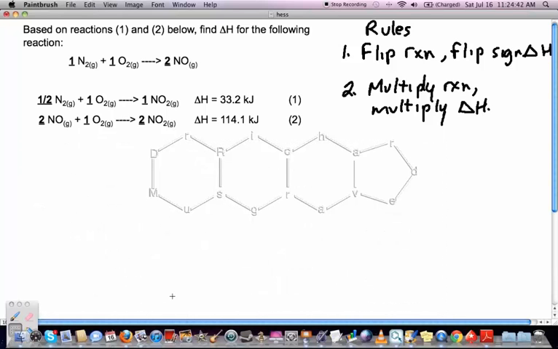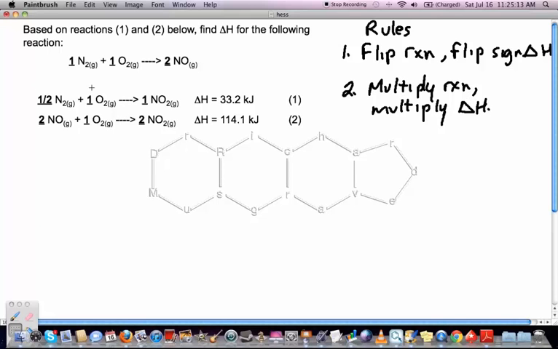Alright, let's say we want to also deal with the second rule, which is multiplying the reaction. If we multiply a reaction, we multiply delta H. So let's say we have a gallon of gasoline and we explode it, and then we have 10 gallons of gasoline and we explode that. I think it's clear that the 10 gallons of gasoline will release more energy than the 1 gallon of gasoline, and that the amount of energy is going to be proportionate. So if we multiply a reaction, we're also going to multiply delta H as well.